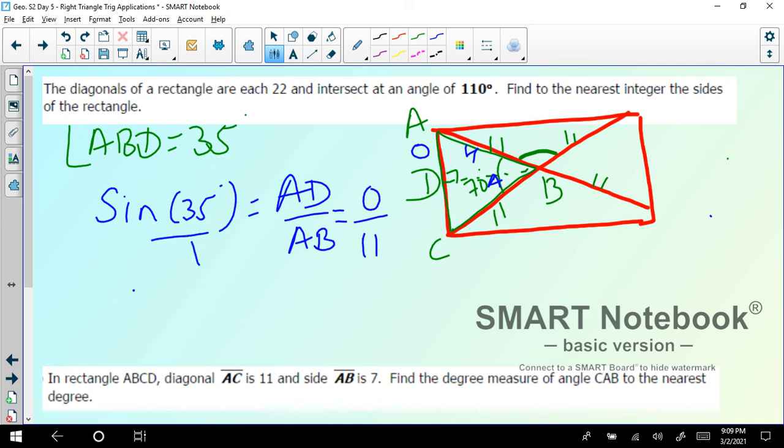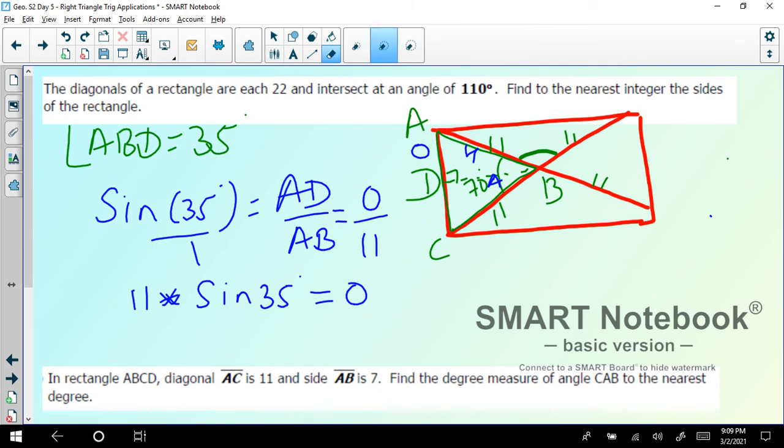That further you can substitute, which is the opposite side over 11, and cross multiply to find the 11 times sine 35 degrees will give us the opposite side, O in this case. So 11 times sine 35 gives us 6.309.